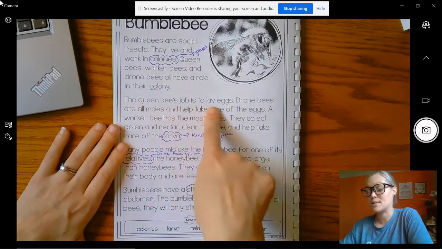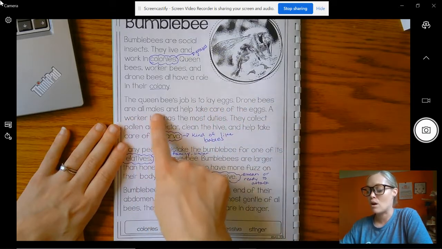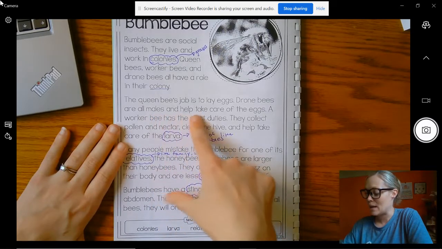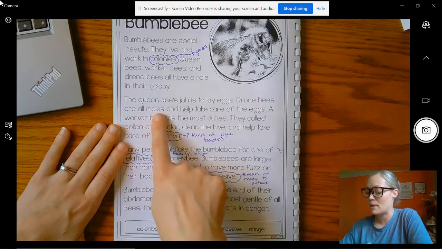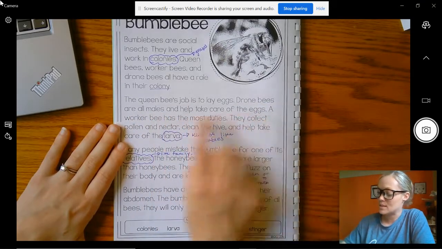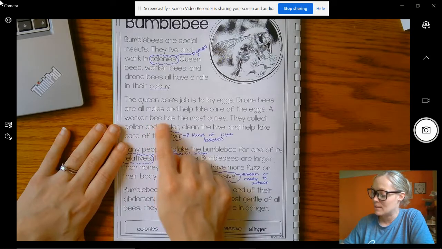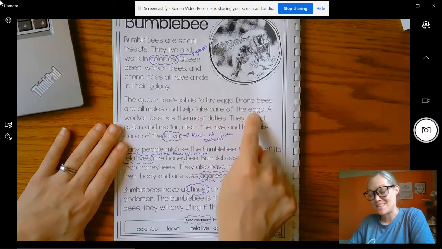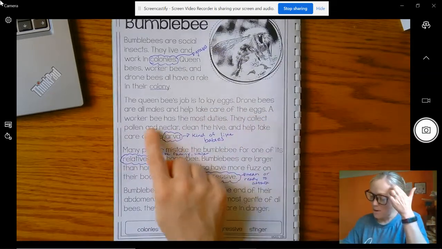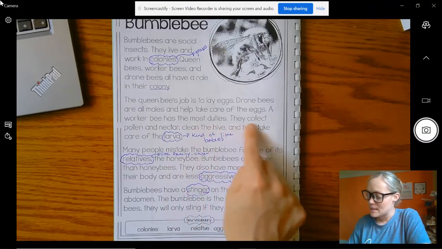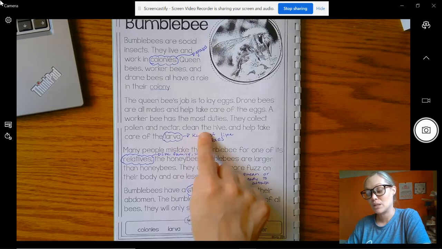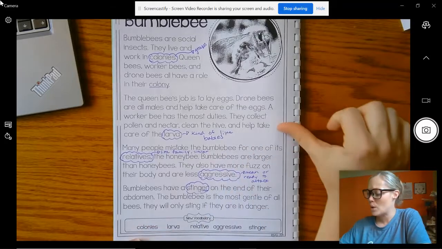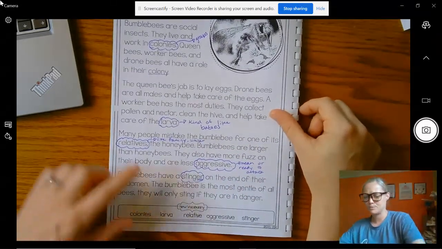The queen bee's job is to lay eggs. Drone bees are all males, which is like a boy, males, and help take care of the eggs. A worker bee, and that actually made me think of the daddy frogs that take care of the eggs. So the daddy bees take care of the eggs. A worker bee has the most duties. They collect pollen and nectar, clean the hive, and help take care of the larvae, which is kind of like the babies. So the worker bees have a lot to do.